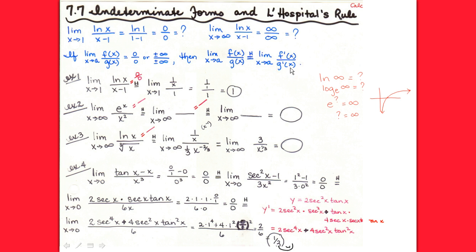Now, we're not doing quotient rule here. We're not doing denominator times derivative of numerator minus numerator times derivative of denominator, all over denominator squared. That's not what we're saying. We're literally just saying, take the function you have in the numerator, take its derivative. Take the function you have in the denominator, take its derivative. The limit of the original will be equal to the limit of the derivative divided by the derivative.